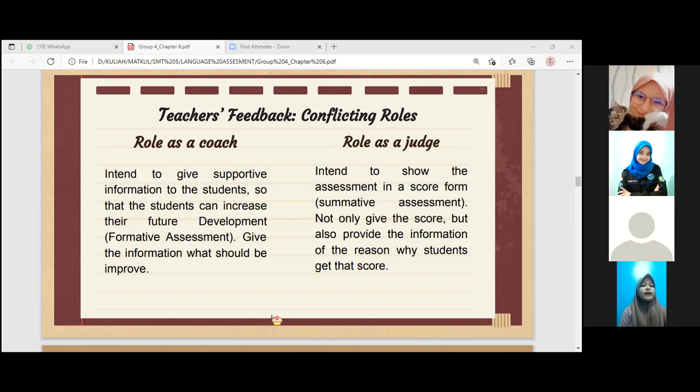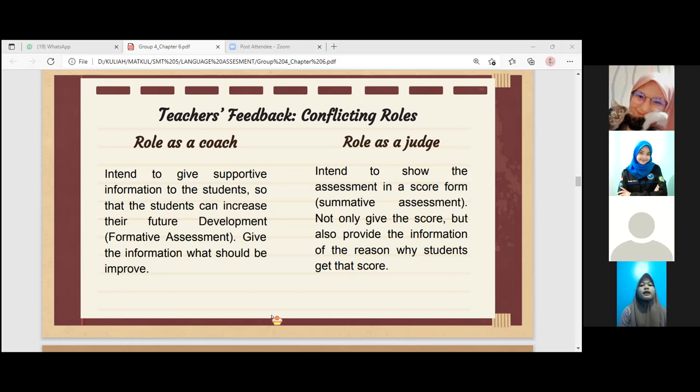Teacher's feedback as a coach intends to give supportive information to the student, like information about what should be improved by the student, like what is the weakness of the student and what should be improved, so that the student can increase their future development in learning. This role is related to formative assessment.